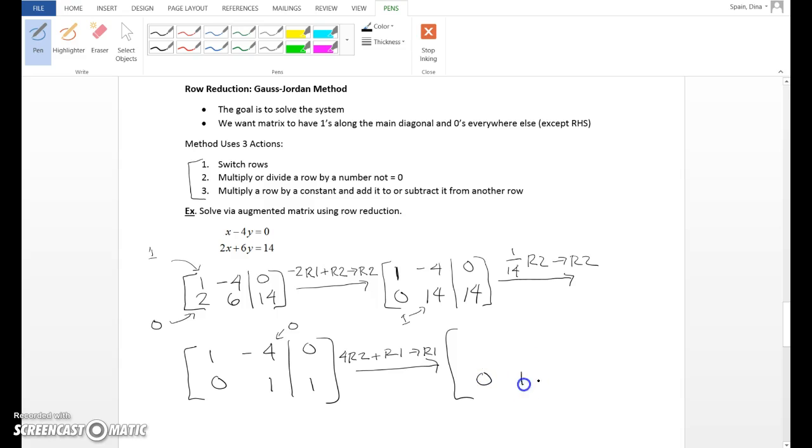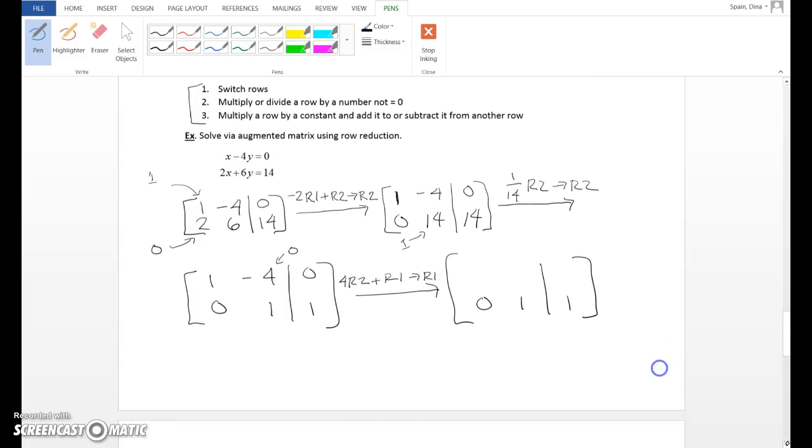So I'm not changing row 2. Now when I say 4 times row 2, I'll write this out one more time. 4 times row 2, which is 0, 4, 4. Add it to row 1. When I add those, that's a 1, that's a 0, 4. 1, 0, 4, just like that. If you need to write this out, absolutely write it out. As you do these more, you'll get the hang of it and you will not be writing those out. You can do them in your head.